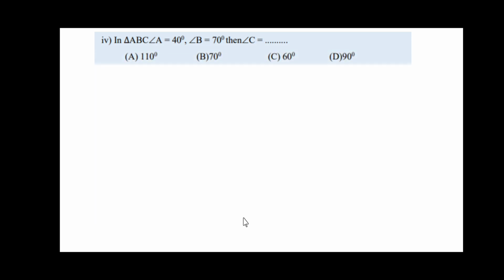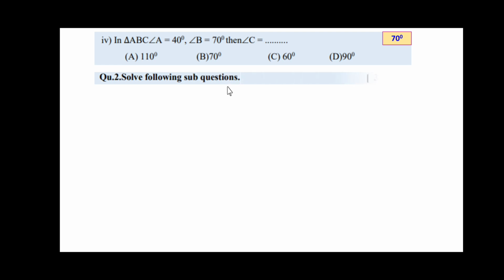Next, we will continue with sub question 4. In triangle ABC, angle A is 40 and angle B is 70. Then we have to calculate angle C. We know that in a triangle, the angle sum is 180. So here 40 plus 70 is 110. 180 minus 110 gives you 70. So option B is right, that is 70 degree.